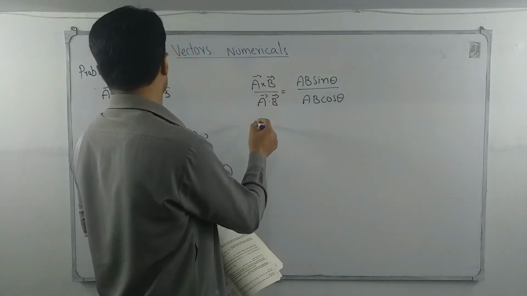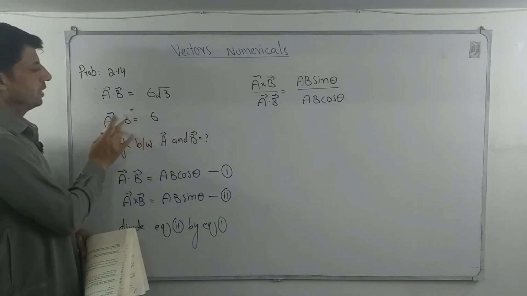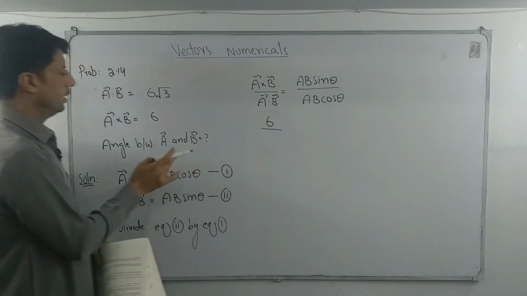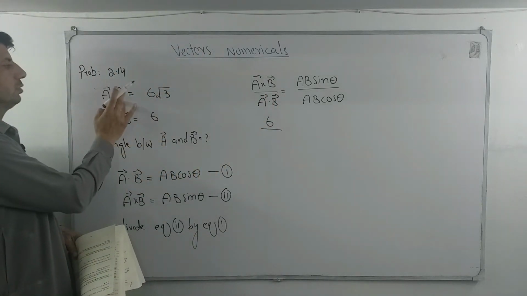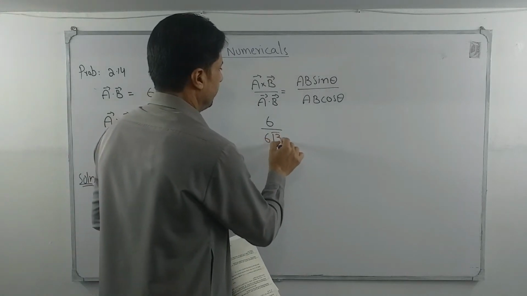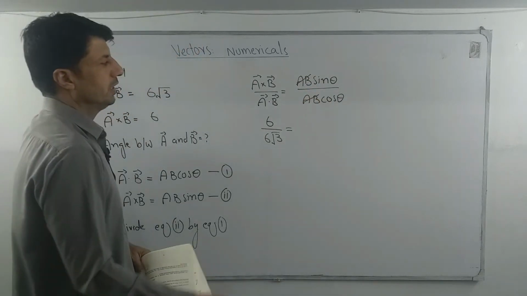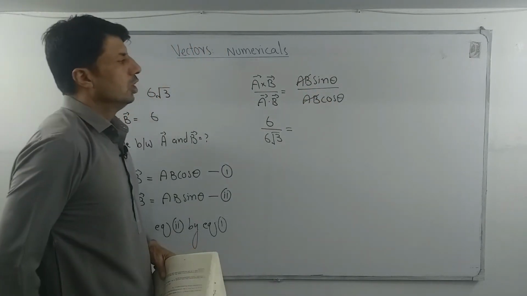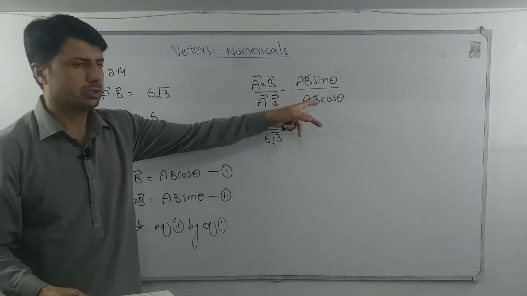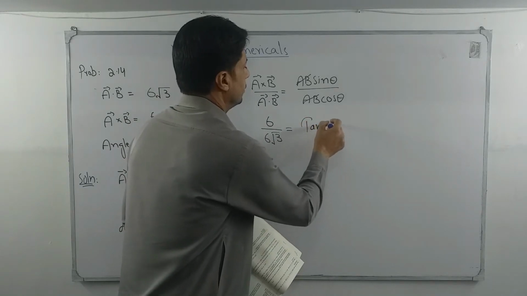The value of A cross B has been given here: A cross B is equal to 6. I put the value of A cross B as 6, and the magnitude of A dot B has also been given here, and it is 6 under root 3. So 6 upon 6 under root 3 is equal to, we can cancel out AB with AB, and we get only sin theta upon cos theta. We also know the trigonometric ratio that sin theta upon cos theta is equal to tan theta.